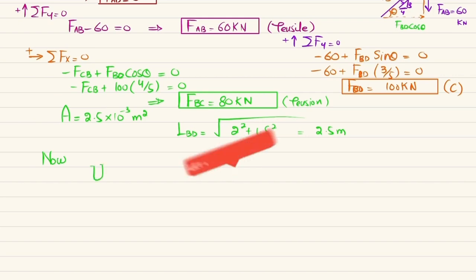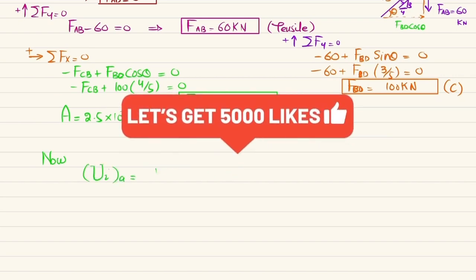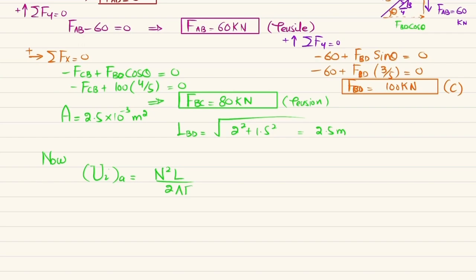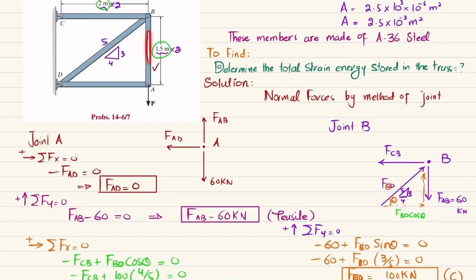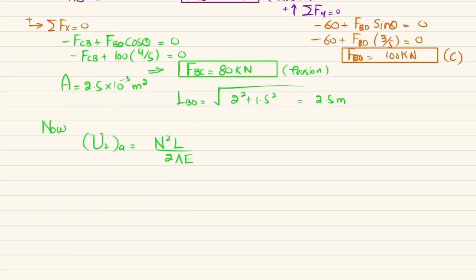You know that strain energy due to axial loading is equal to N square L over 2AE. Since there are many members, this member bears axial load, and this one is 0 because FAD is 0. So for many members, we will write the sum of all these members. So I will write 1 over 2AE, so we will take 2AE common.